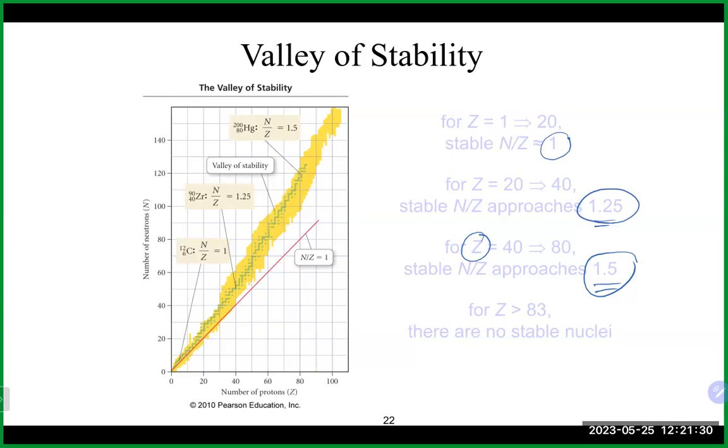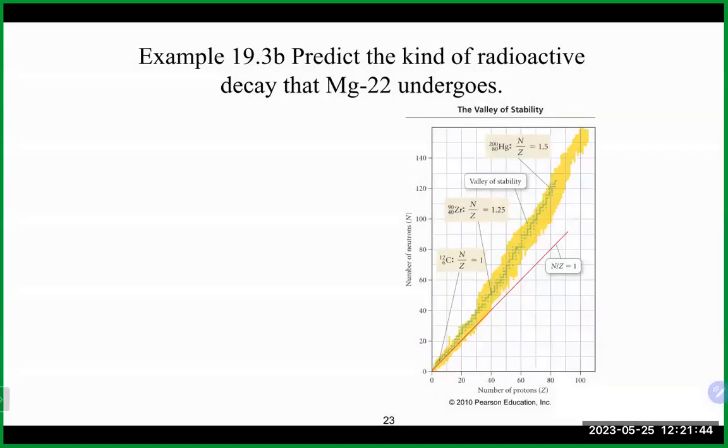So once again, if we are too high, we'll be up here. We'll do our beta decay to bring us back down. If we're too low, we'll do either positron emission or electron capture to bring it back up. All right, so let's take a look at one here. You decide. We have magnesium-22. Predict what type of radioactive decay it will go through.